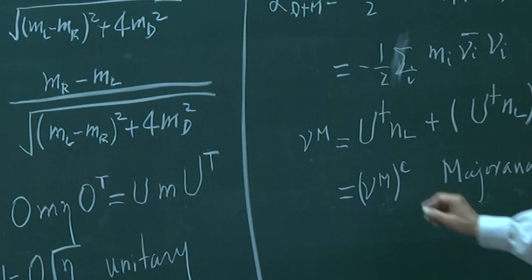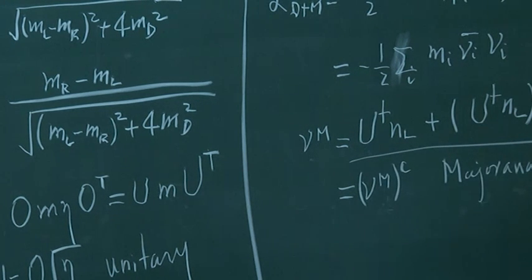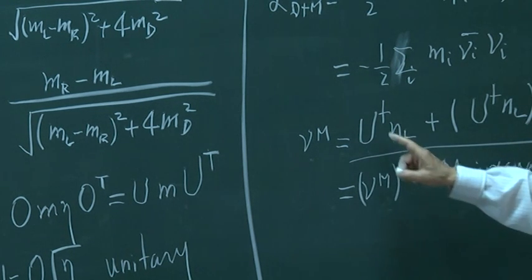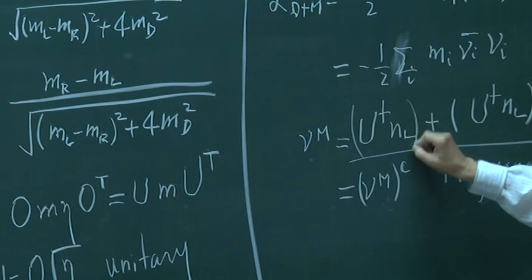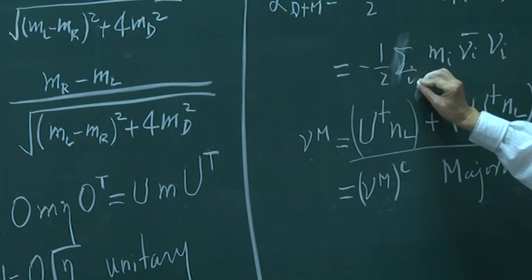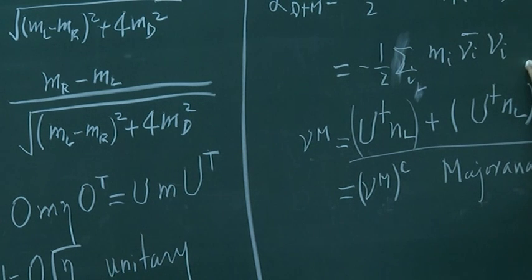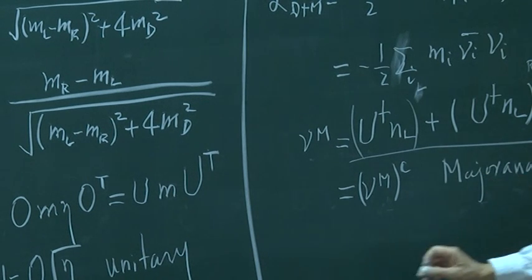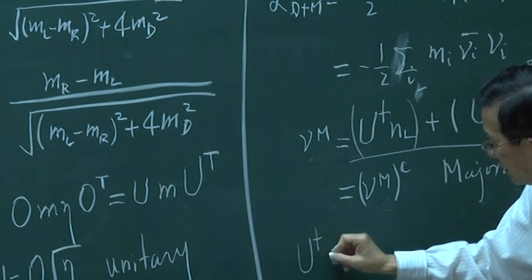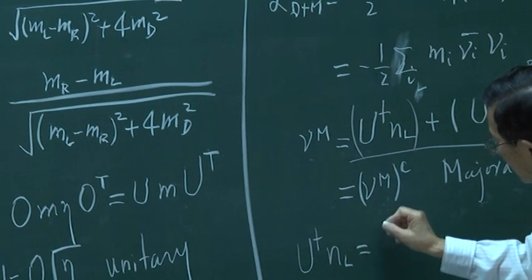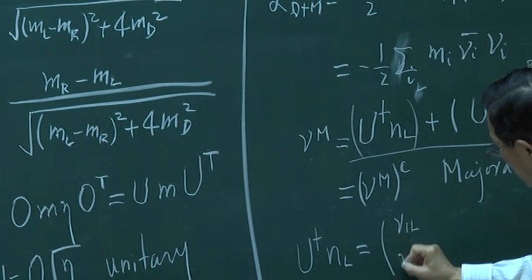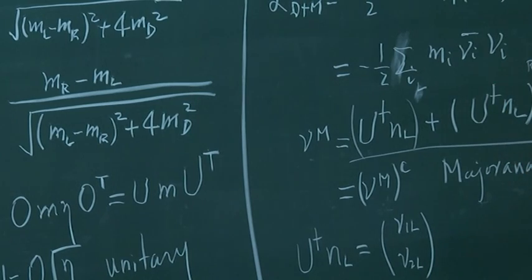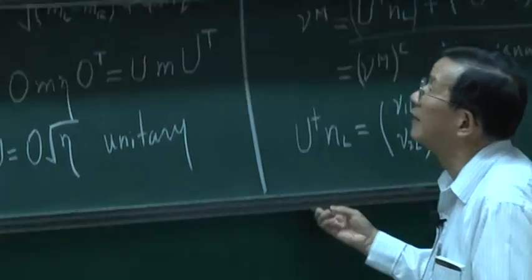Okay, so let's take this equation. And as I said, this is left-handed. This is left-handed. And this is right-handed, right? So if we take the left-handed component of both sides, then I will get U dagger n L equal to nu 1 L, nu 2 L, right?